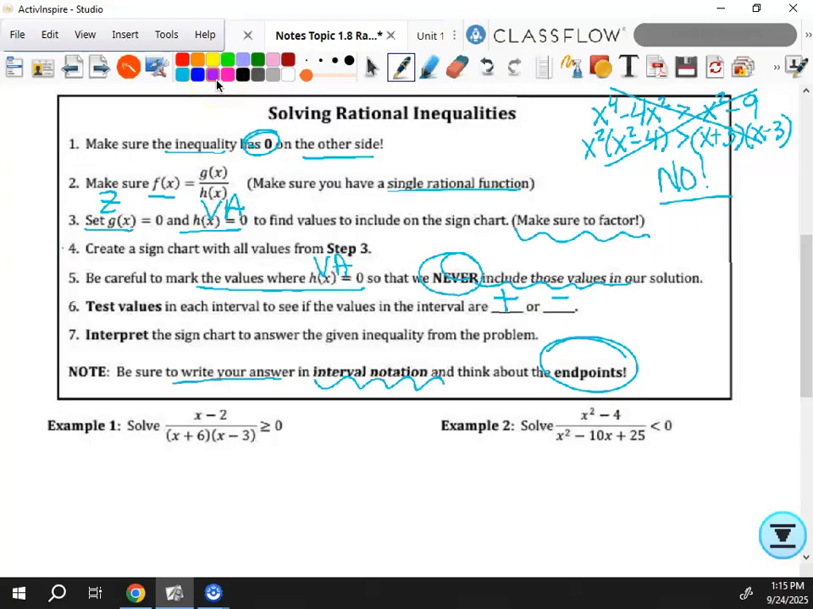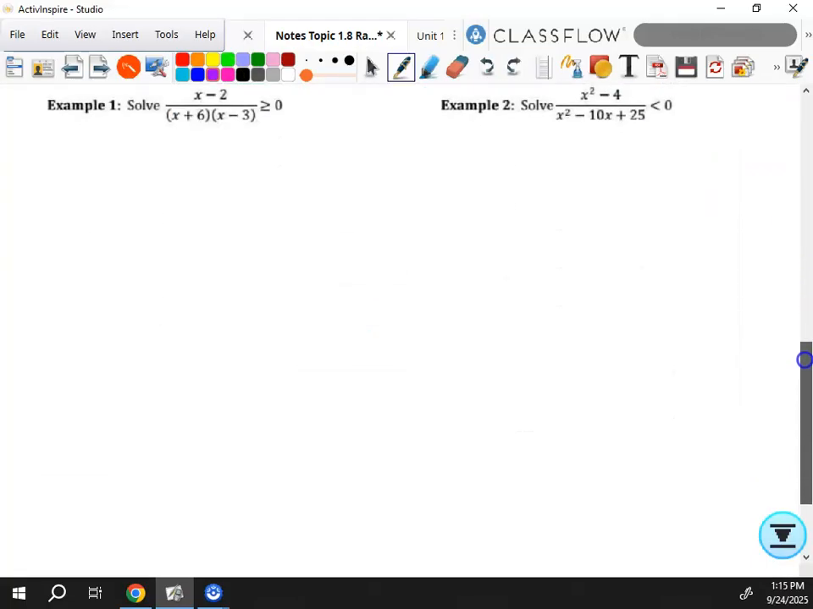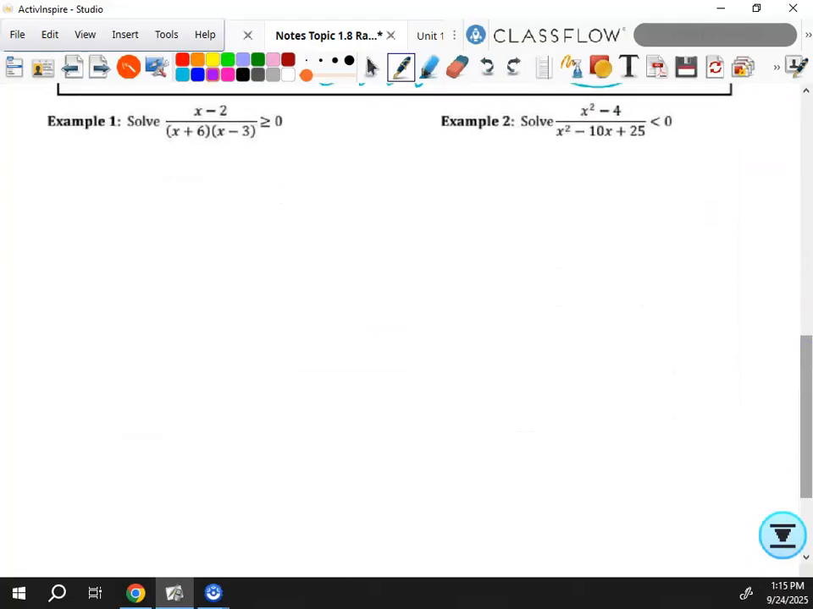All right. Example 1. It's already factored for me. That's great. So then from the numerator, I'm getting my zeros. I have one zero and it's at x equals 2. Right?